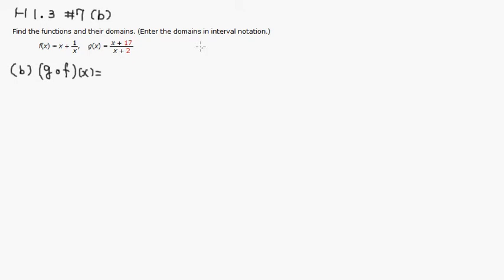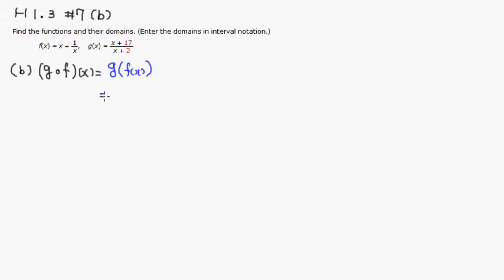Okay, I would like to go over homework 1.3, number 7, part B. Alright, so first thing we need to do is come up with a formula for g of f. This notation just simply means g of f of x, right? So we just have to plug f of x into the g function. Alright, so let's do that.